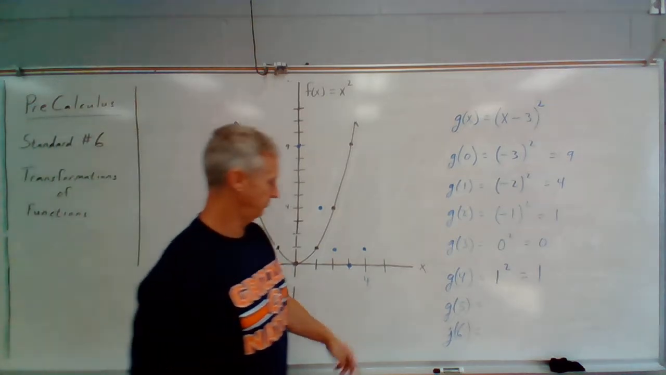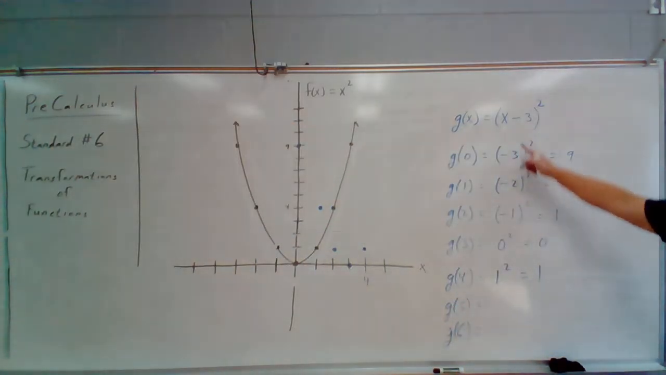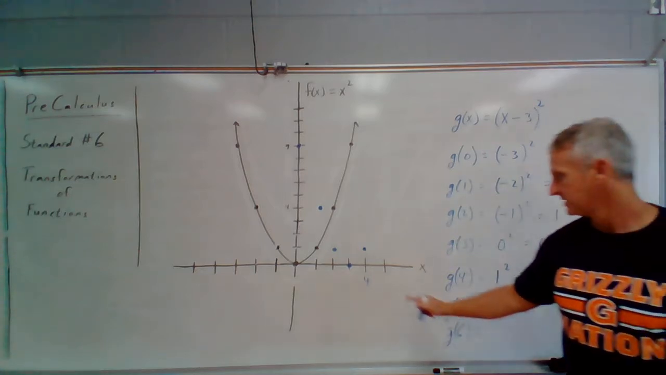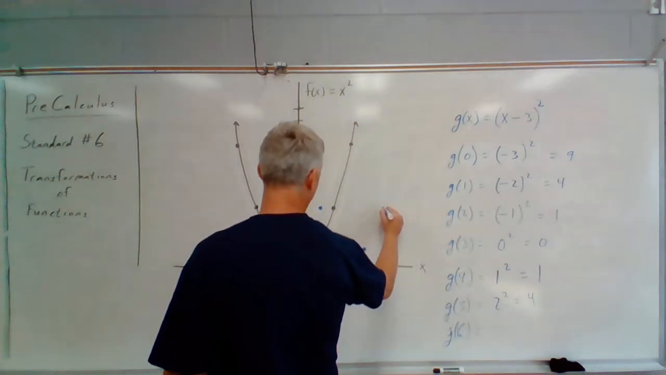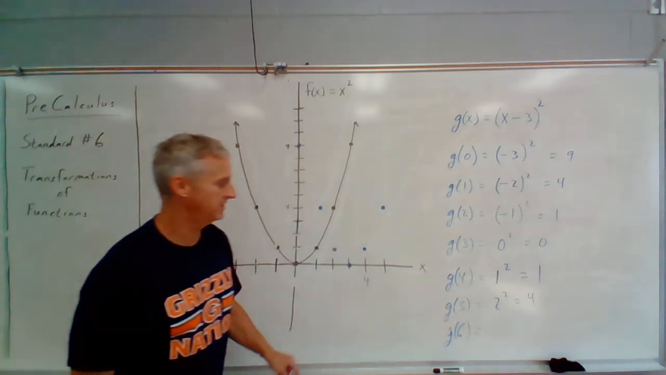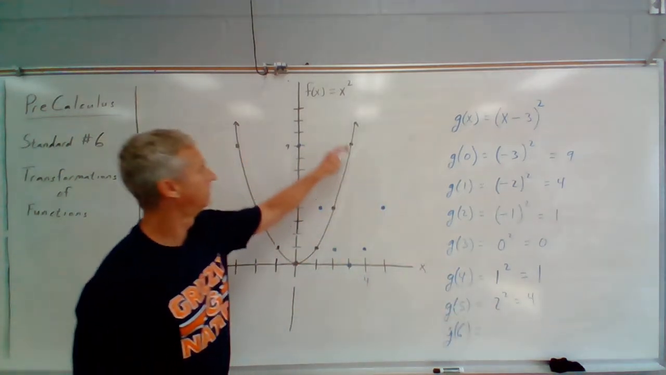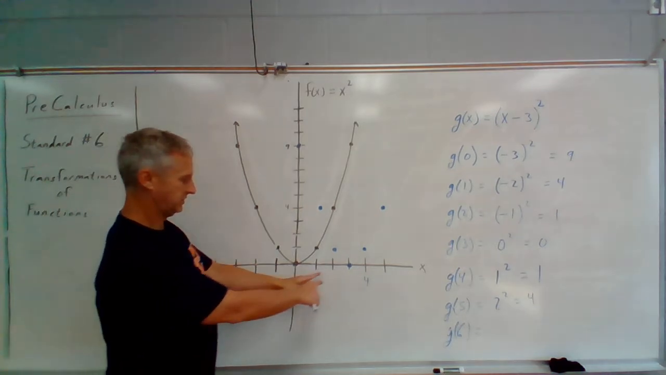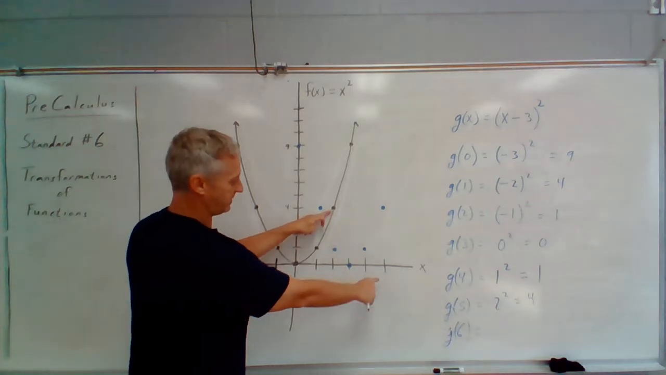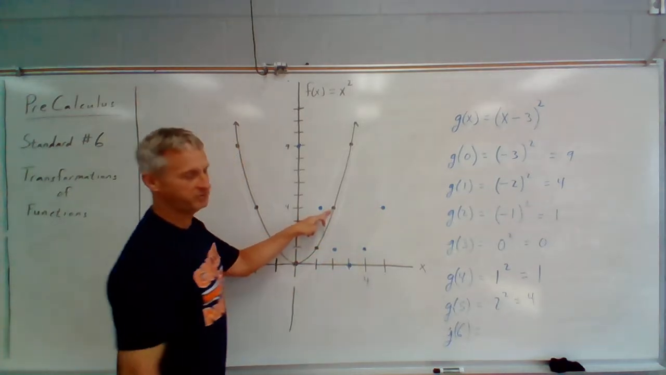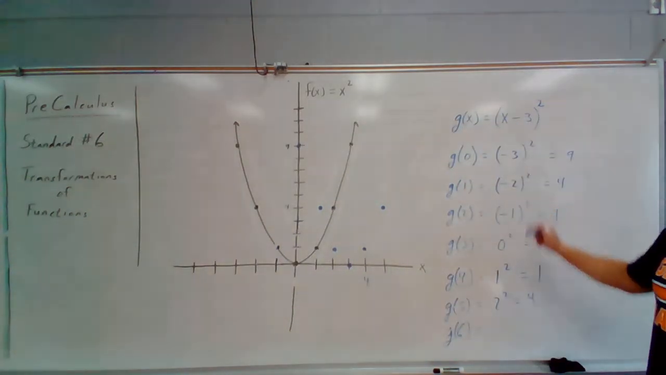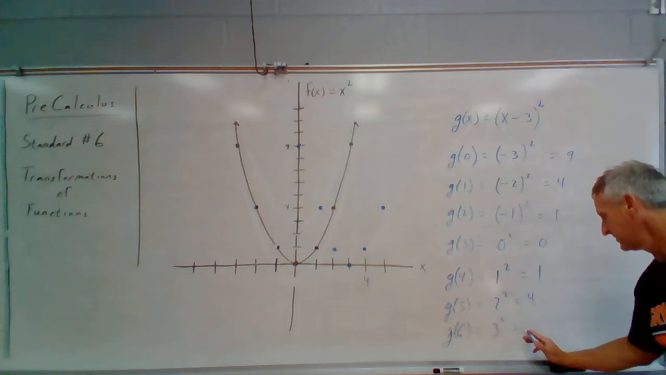Let's do one last one, or let's make a couple more. Let's plug in a 5. 5 minus 3 is 2. 2 squared is 4. So I have 5, 4. Notice that plugging a 5 into the blue function is the same thing as plugging a 2 into the black function. So the point 2, 4 on the black function should correspond with the point 5, 4 on the blue function. One last example, plug in a 6. 6 minus 3 is 3. 3 squared is 9.